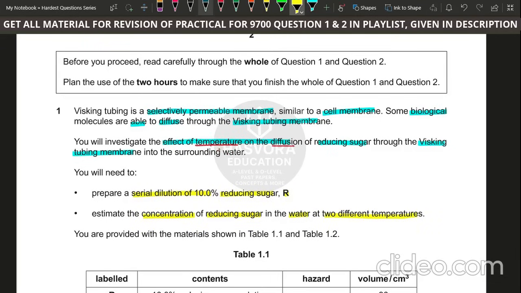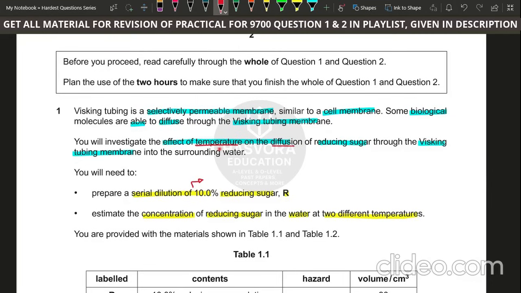Now most of you will be wondering what the use of the serial dilution is here. Remember that most of the time in the experiments we have seen, we do the serial or simple dilution, and then at the end of the experiment we are given a solution P, or something like solution S, and we test for that as well.